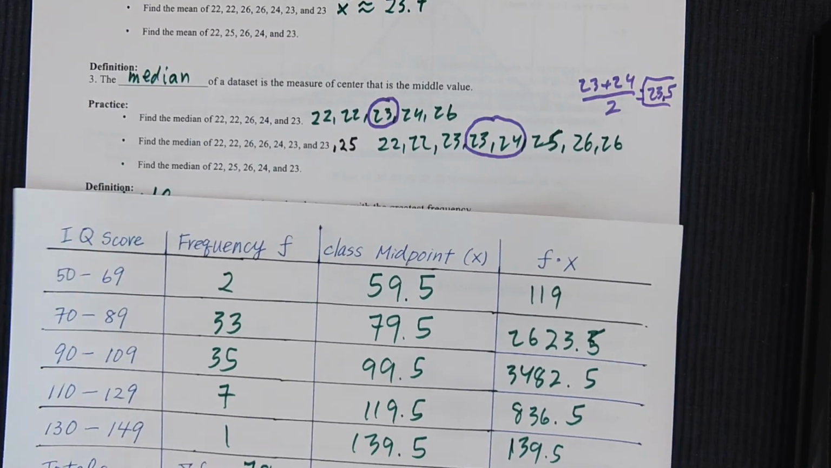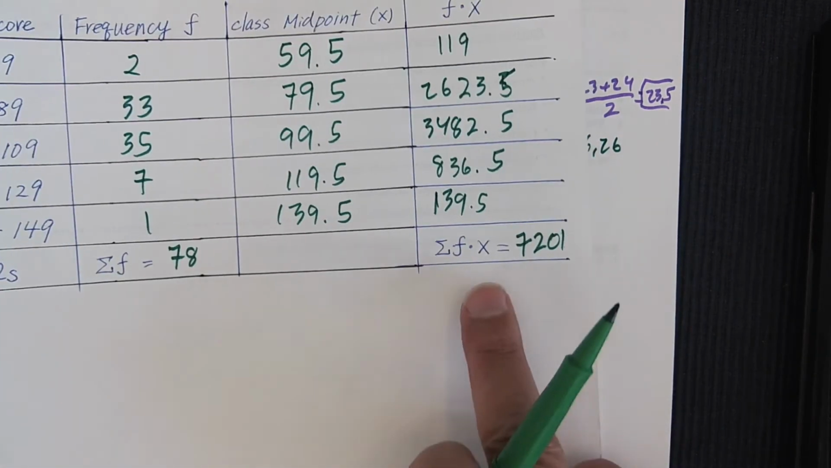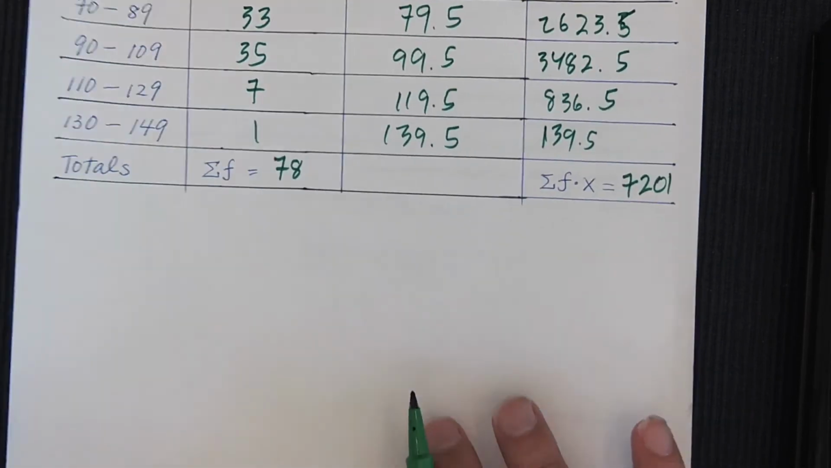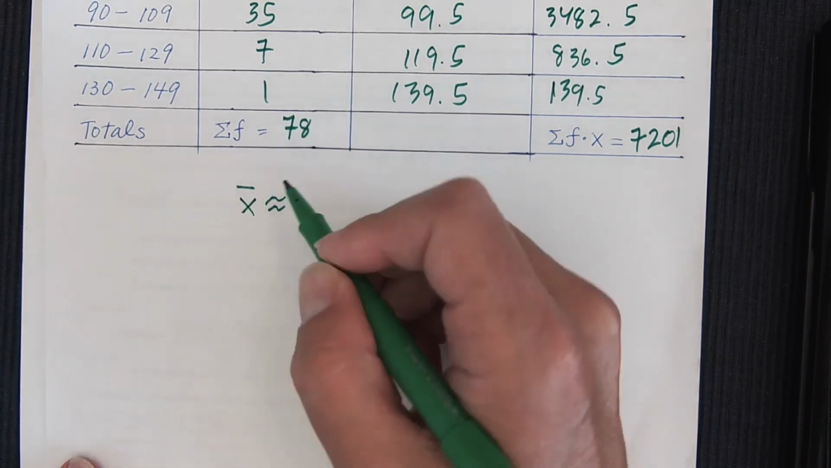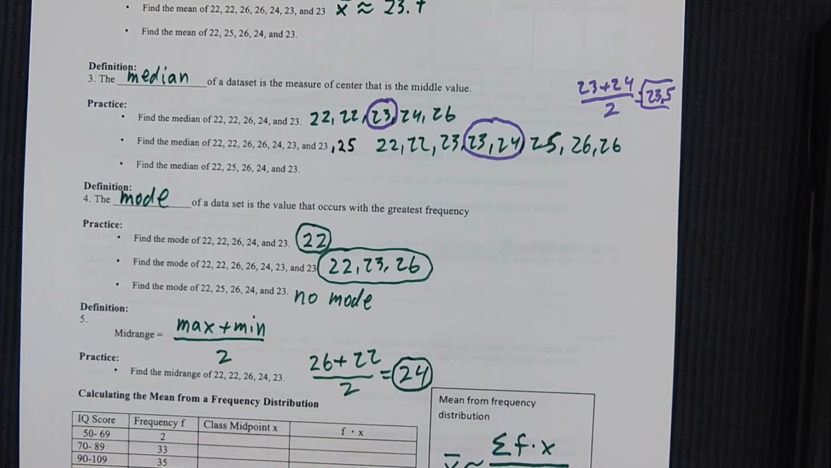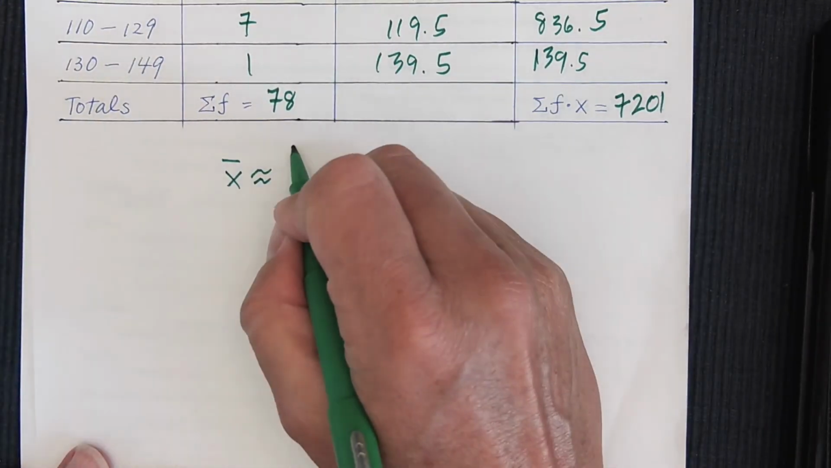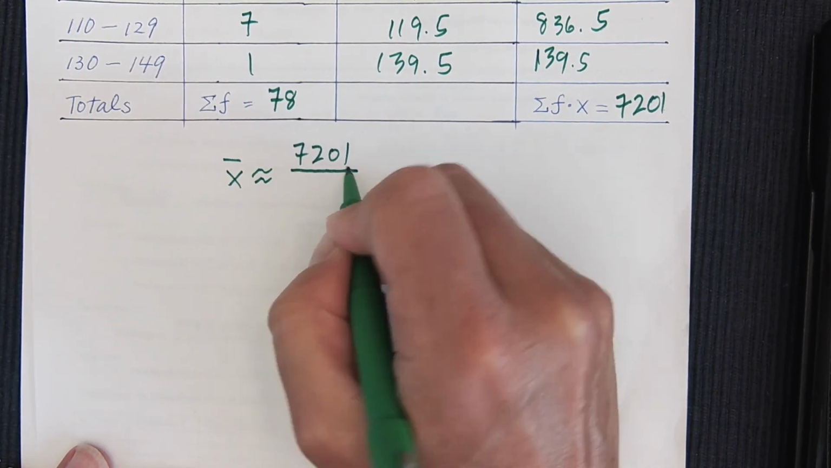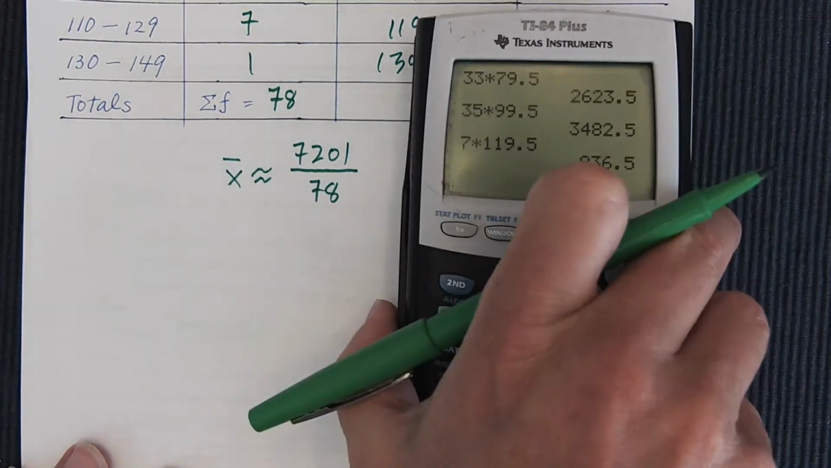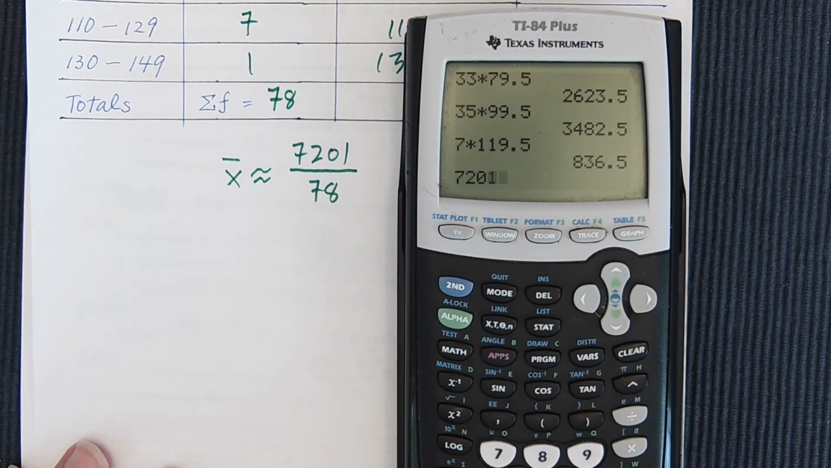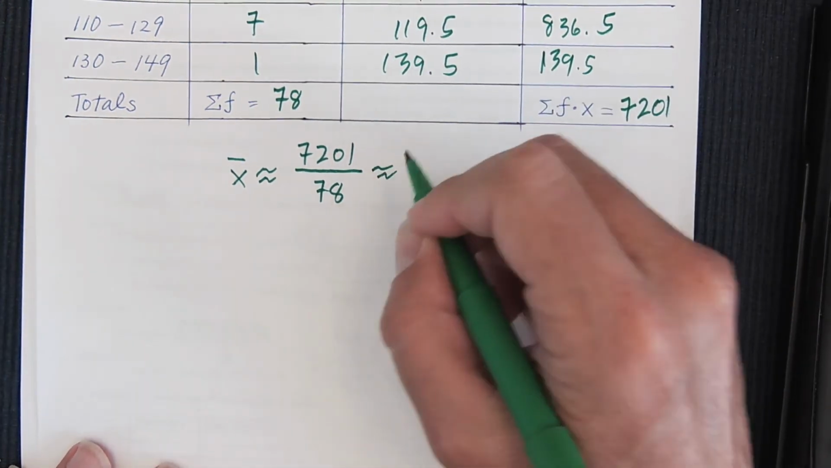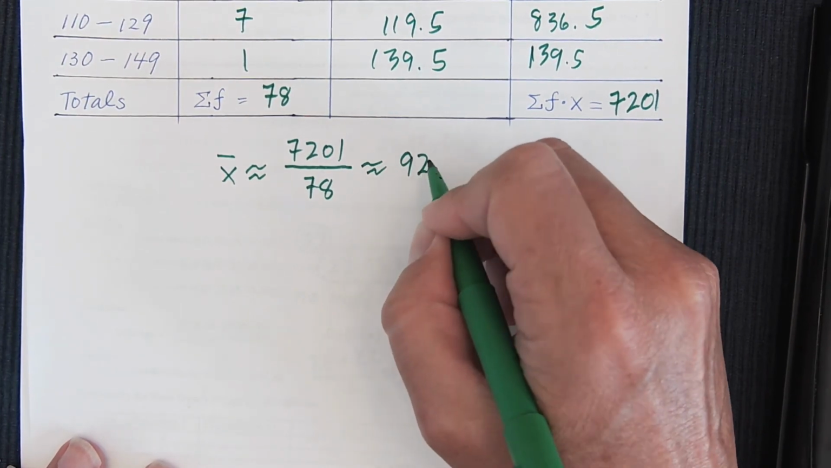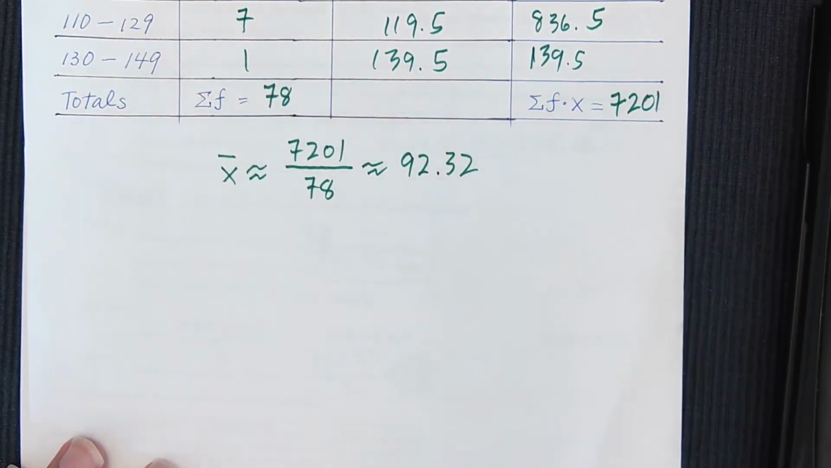All right. According to the formula, I'm going to take this number and divide it by this number here. So x bar is approximately equal to... Approximately is because we don't have the raw data, so we don't know exactly what the mean is. We're just doing the best with what we have. 7201 divided by 78. Again, I'm rounding off, so it's approximately equal to 92.32, it looks like to me.